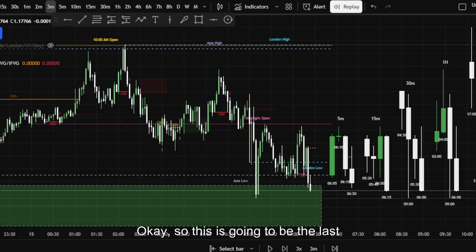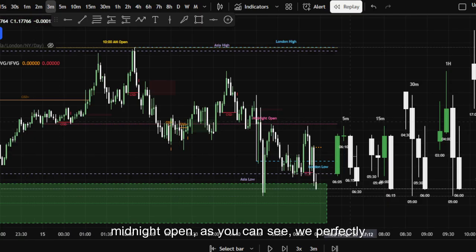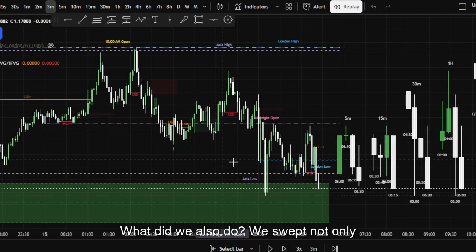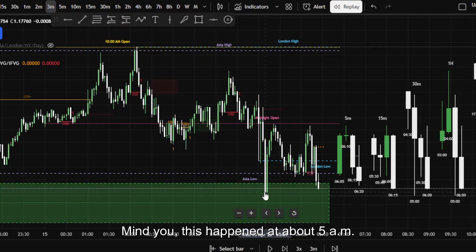Okay, so this is going to be the last example. We're on Euro, and I turned on my indicator, so it actually shows all of the important places of liquidity that I would be looking for so that you can kind of see what this would look like. So midnight open, as you can see, we perfectly respected it here. We're trying to get it again here. Midnight open is important. What did we also do? We swept not only London low here, also Asia low. Mind you, this happened at about 5 a.m. Eastern time. So this is all relevant.